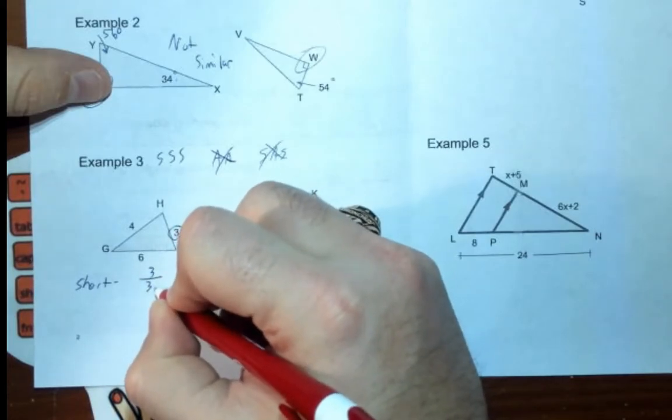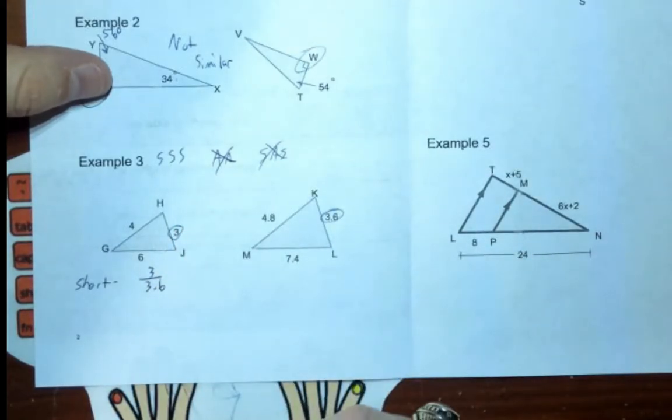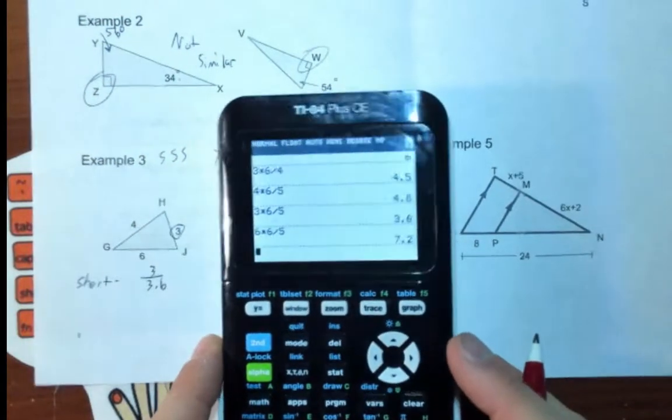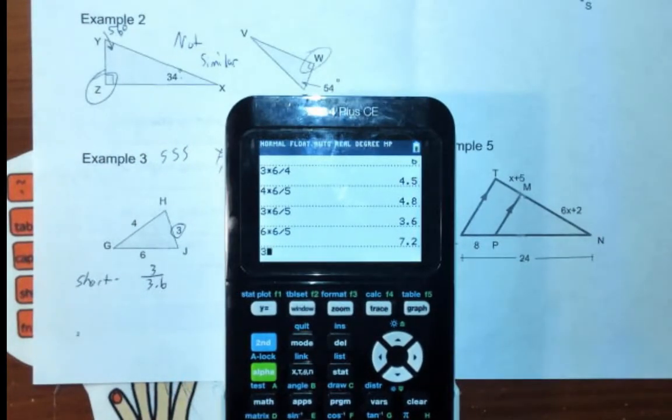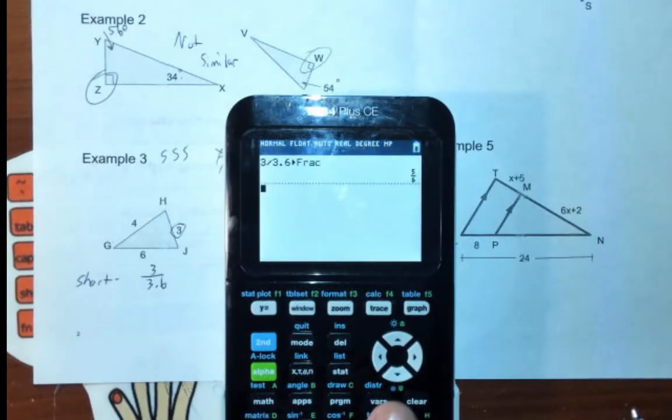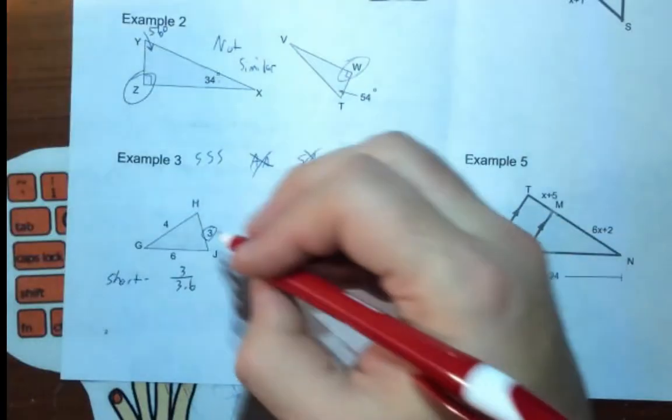3 divided by 3.6. Now we need to try and reduce that, and you can do that if you want to. Let me go ahead and show you the easy way of reducing fractions on a calculator. 3 divided by 3.6, if you'll go ahead and press Math, Enter, Enter, it will reduce the fraction for you, which in this case is 5/6.